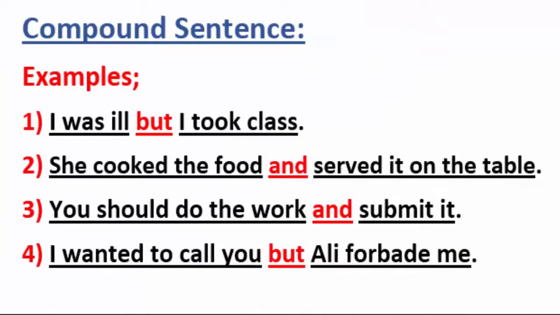Number 1, I was ill but I took class. In this sentence there are 2 simple sentences joined by but: I was ill and I took class, joined by but, a coordinating conjunction. Example number 2, she cooked the food and served it on the table. Here you can see there are 2 simple sentences joined by and: she cooked the food, served it on the table.